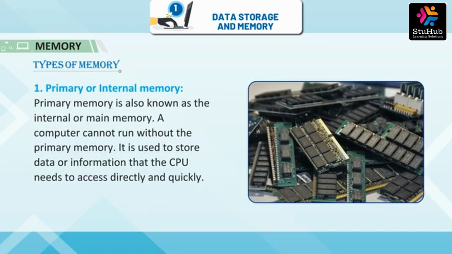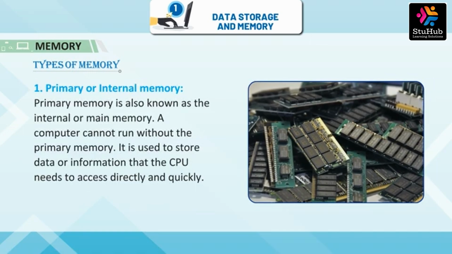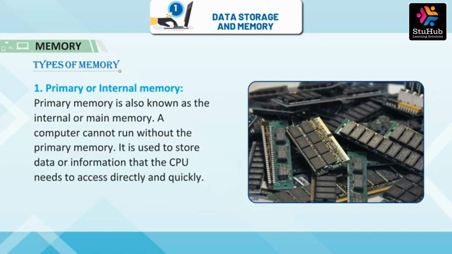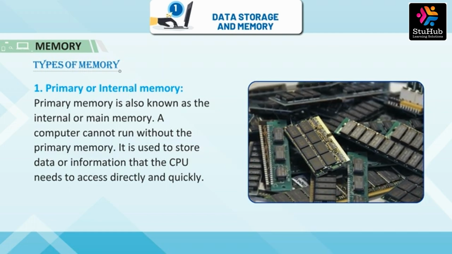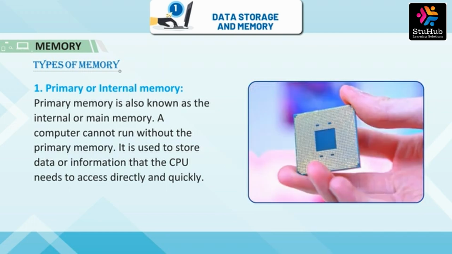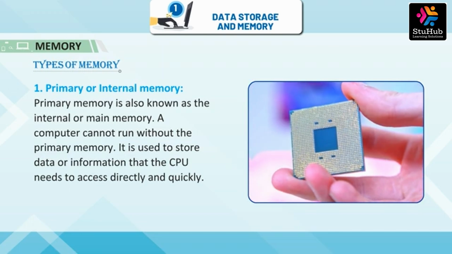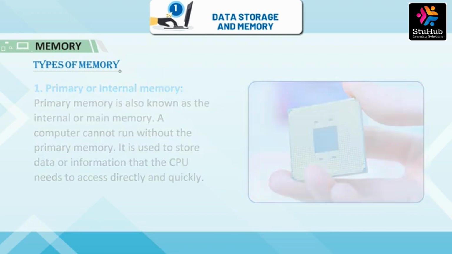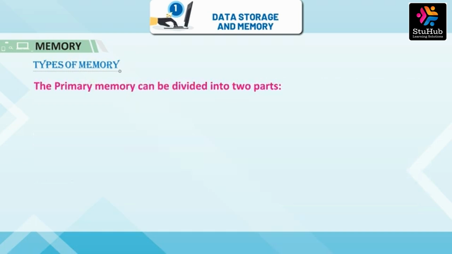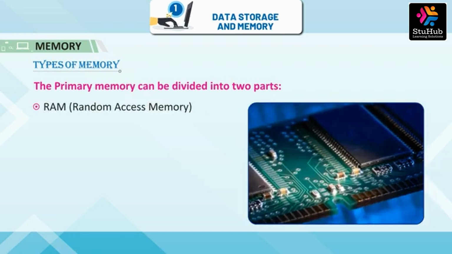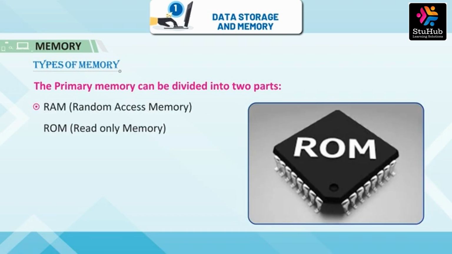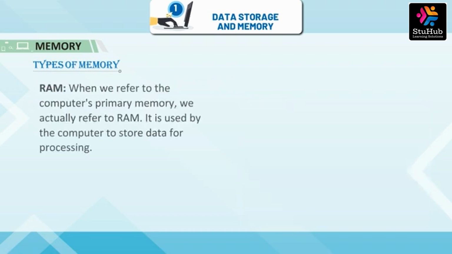1. Primary or internal memory. Primary memory is also known as the internal or main memory. A computer cannot run without the primary memory. It is used to store data or information that the CPU needs to access directly and quickly. The primary memory can be divided into two parts: RAM, random access memory, and ROM, read-only memory.